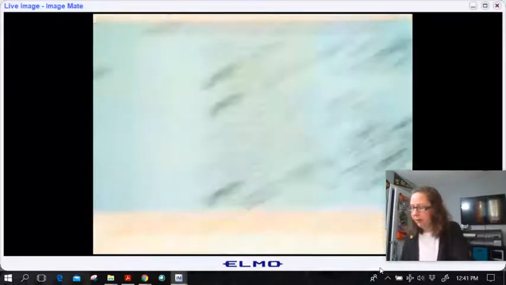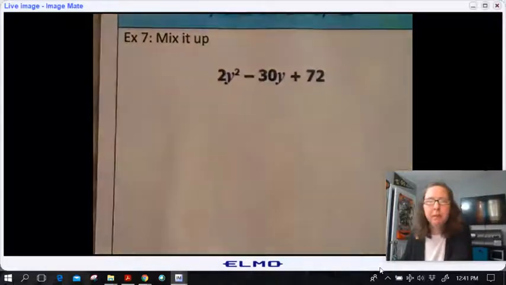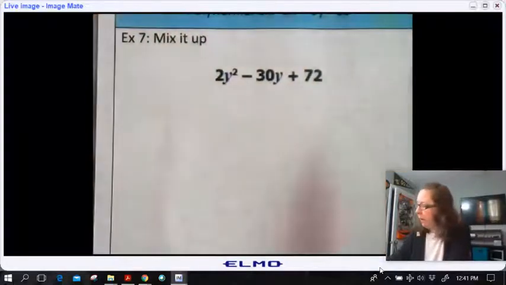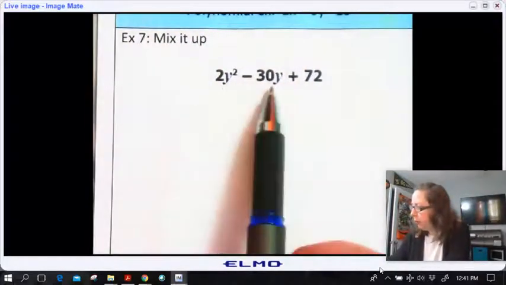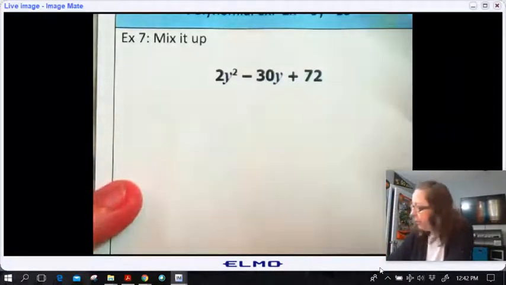All right, so let's take a look at this and mix some things up. So I see 2, 30, and 72. And I know that every one of these are divisible by 2.